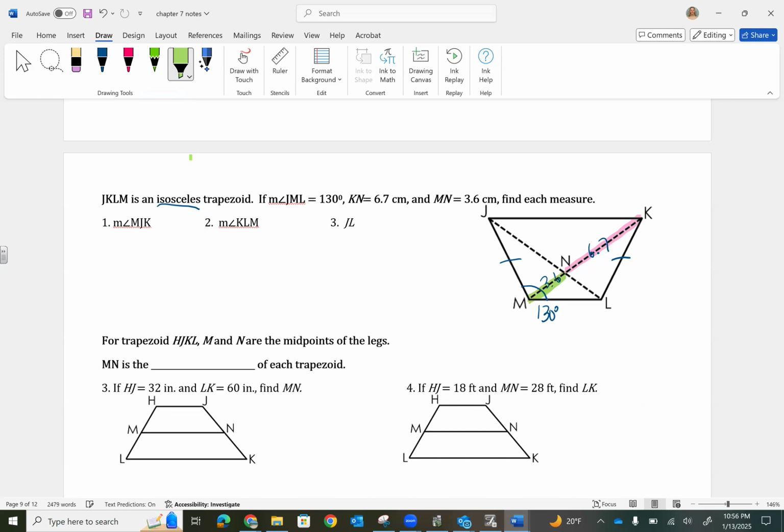On each measure. So we want MJK. So if you go from M to J to K, we want this angle right here. We know this angle down here, and we're trying to find this one up here. These two sides are parallel, so these are same side interior angles, so they're going to be supplementary. So if you do 180 minus 130, we're going to get 50 degrees up here.